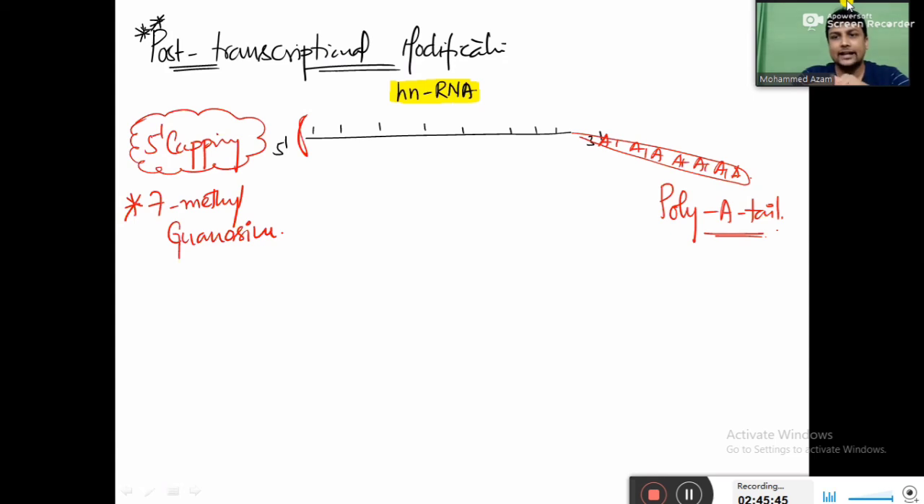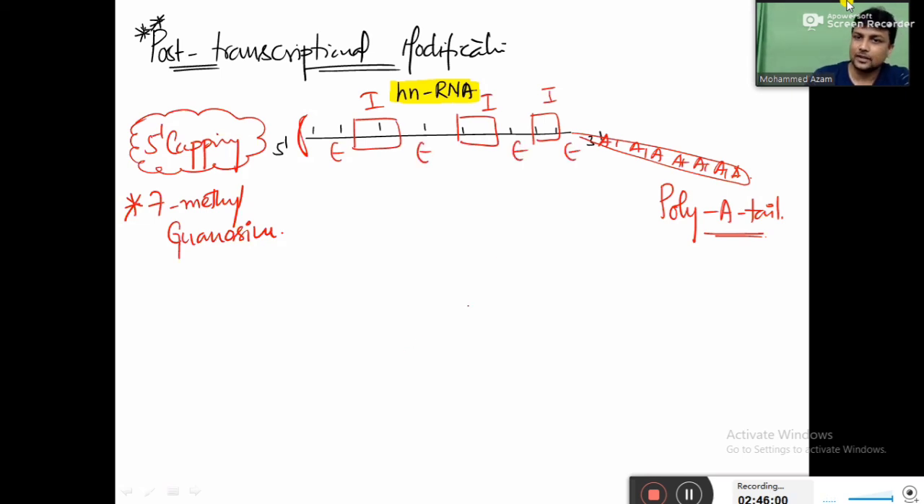And the last and final modification that you have to learn is in the middle. In the middle, you'll have some small parts, and those parts are known as introns. The parts in between will be the exons. So I write here I for intron and E for exons. Remember, introns are non-functional, whereas exons are functional.